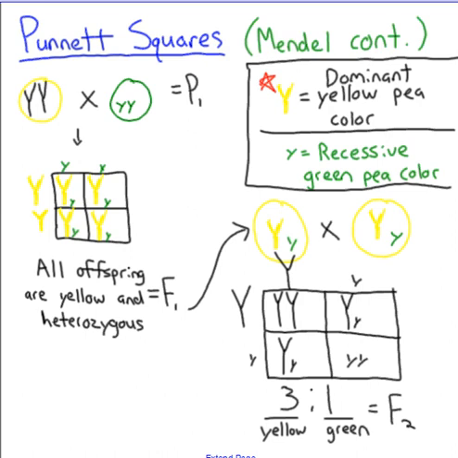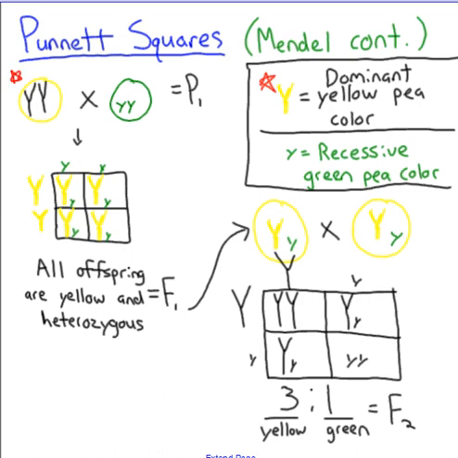And the big Y is an allele, and it's going to represent a dominant allele for yellow pea pod color. And then the little y, which is an allele, is going to be recessive, and it's going to represent a green pea pod color.